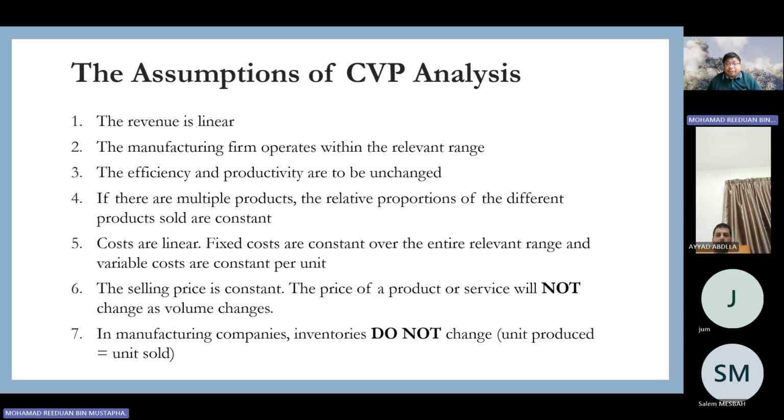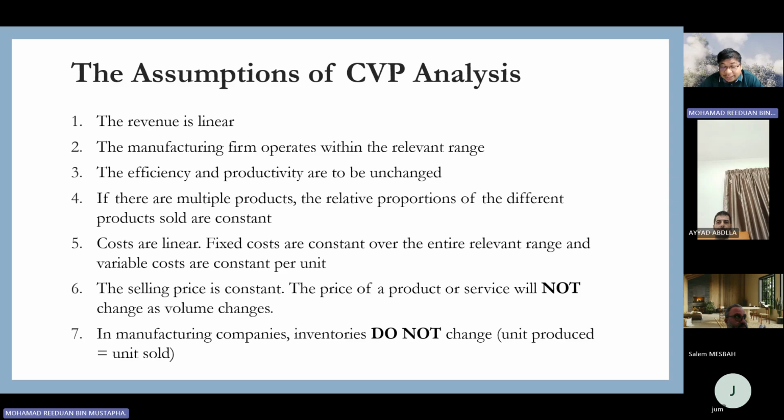So these assumptions of CVP analysis are not really accurate in terms of getting the right figures, but they will be close. This is a forecast which is close to accurate figures, but still not accurate because this is not the actual. But they look into these assumptions because if you change the assumptions, you might not get a good result. So these are the assumptions of CVP analysis.